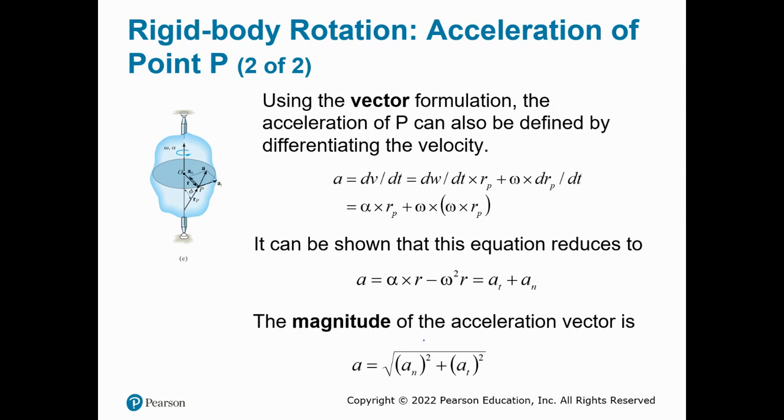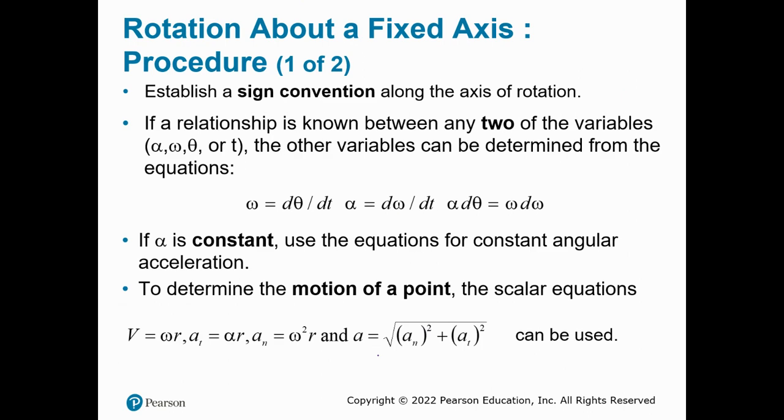Similar to the linear equation that we saw, a equals dv dt. That will be d omega over dt times rp plus omega times drp over dt. So I have the tangent component of the acceleration plus the normal component of the acceleration. It can be shown that this equation reduces to a equals alpha times r minus omega squared times r. So a tangent and a normal together, and again, they are all vectors. If you're looking for the overall magnitude of the acceleration, you use the Pythagorean theorem.